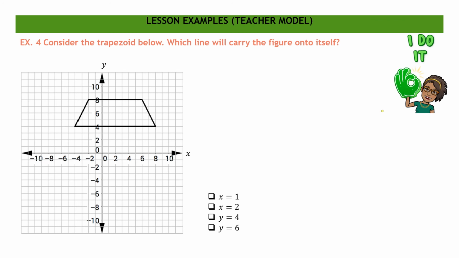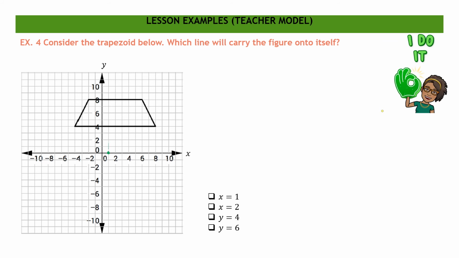All right, example 4 states, consider the trapezoid below and which line will carry the figure onto itself. So once again, we are looking for what line I can fold this polygon along where the vertices match up evenly. So let's look at x equals 1. So x equals 1 would be here. This is 1 on the x-axis.